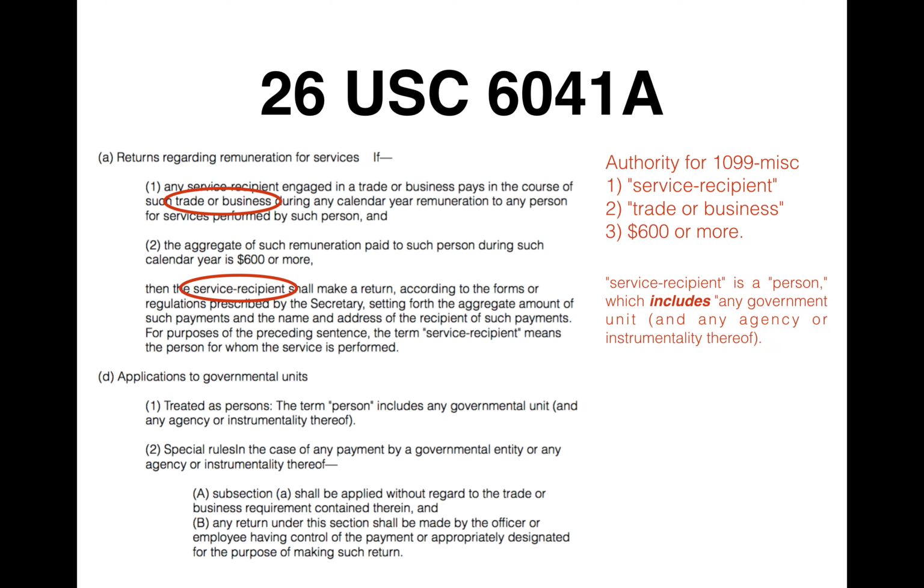Now, what is a service recipient? Well, according to this code, a service recipient is a person, or to be treated as a person, and it includes any government unit and any agency or instrumentality thereof. Okay? A trade or business includes the functions of a public office. So in other words, you have to be a government unit and you have to do a trade or business which includes the functions of a public office.